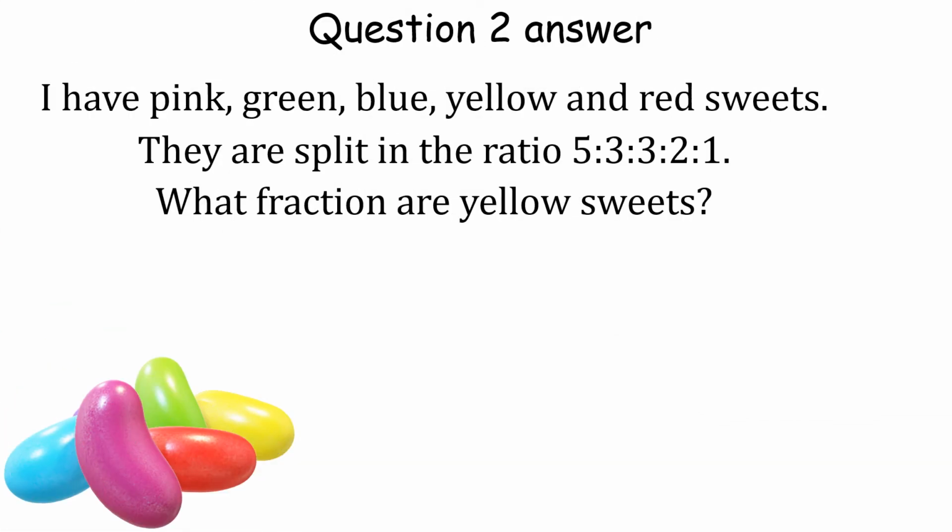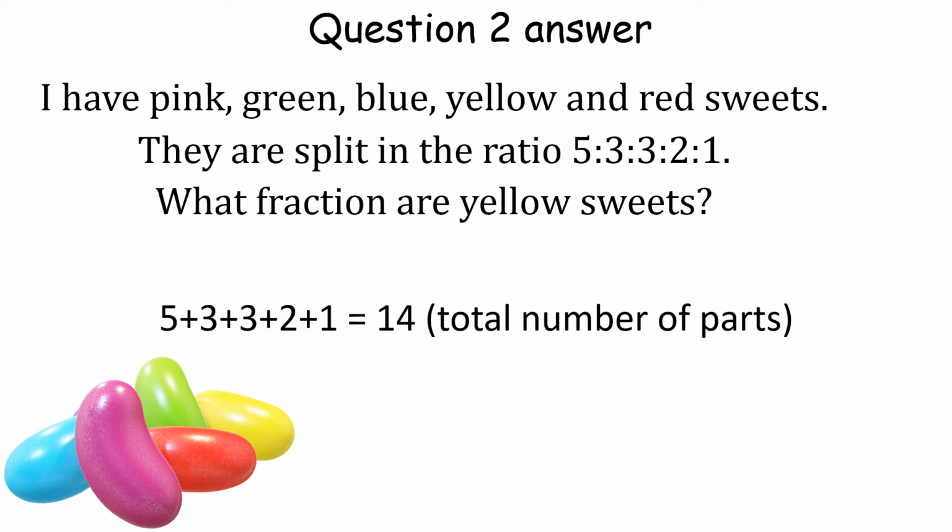Question 2. The ratio is 5 to 3 to 3 to 2 to 1, so added together that makes 14 parts. It's 2 for yellow sweets, so the fraction is 2 out of 14, which cancels to 1 out of 7.